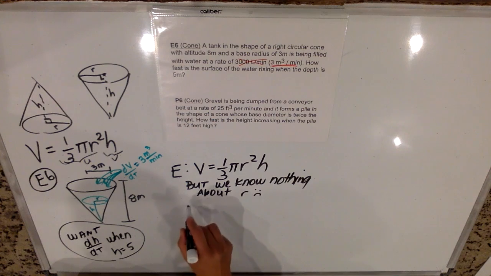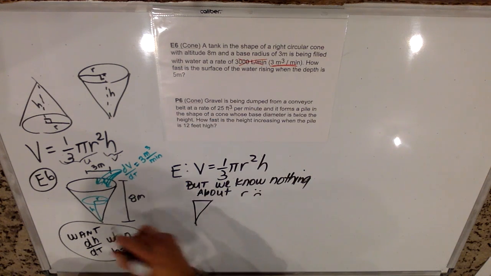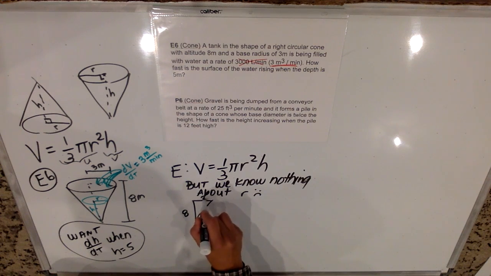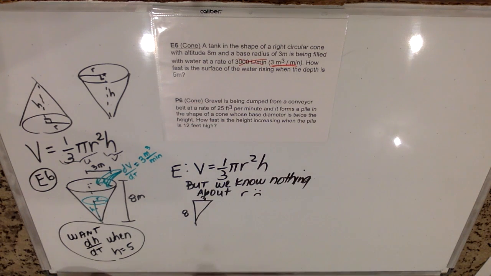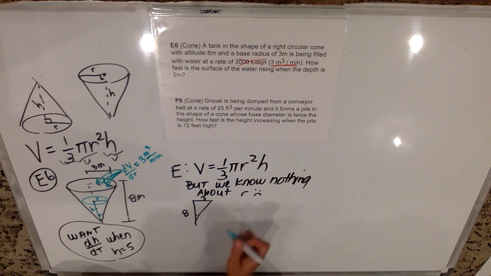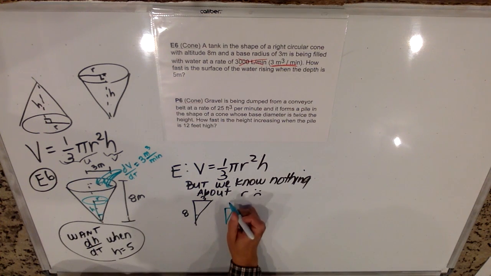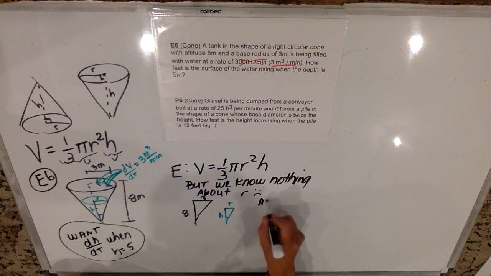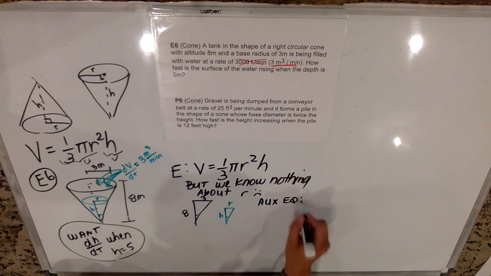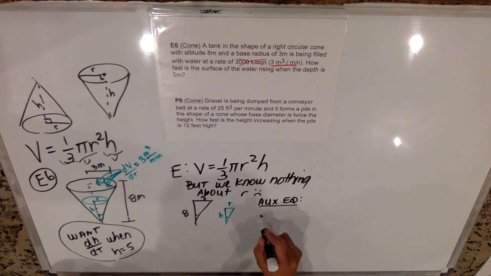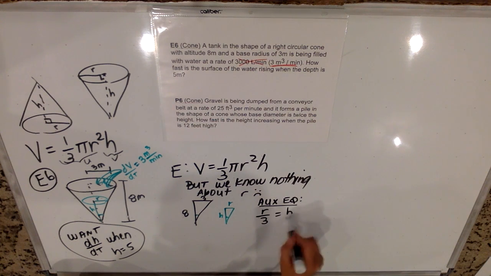So what we want to do is look at the big triangle created by the entire tank, which has a ratio of 8 meters to 3 meters. And we want to look at the similar triangle, right? Because see how they share this angle at the bottom? So this angle at the bottom, we want to look at the similar triangle of R and H, right? And then we're going to get this auxiliary equation. So we're going to get an auxiliary equation that tells us that R is to 3 as H is to 8.